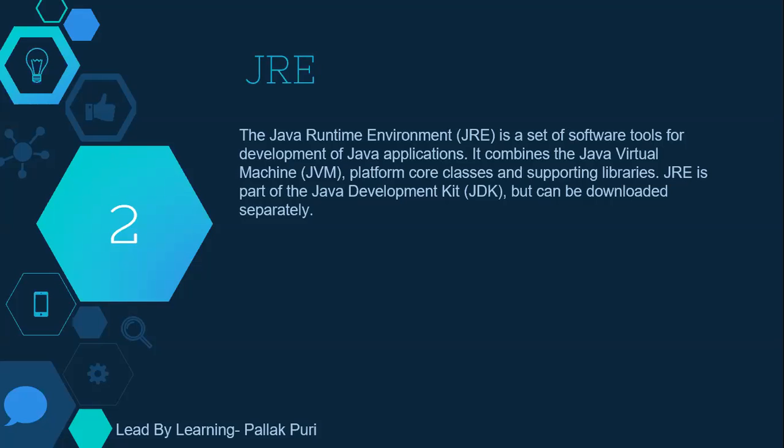JDK is an environment that helps to develop the Java programs, but JRE is an environment that helps to run the developed programs. So if I am a developer, then JDK is to be installed on my machine. But if I am a client, then the JRE is to be installed on the client machine. So these are the two terms. One is for developing the Java program and another one is for running the Java program, right?